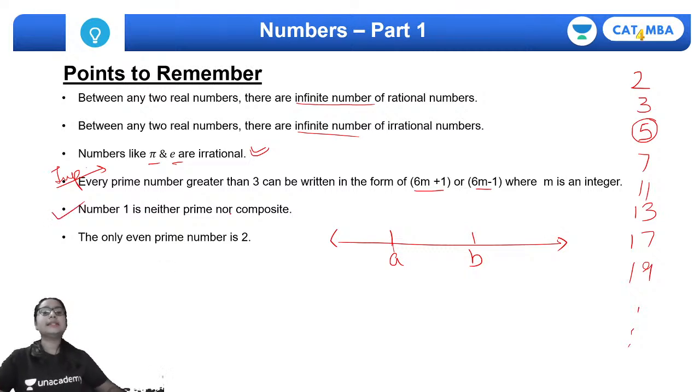Number 1 is neither prime nor composite. The only even prime number is 2. Why? Because if a number greater than 2 were even, it would have more than 2 factors, 1 and itself, which would violate the condition of a prime number. So the only even prime number is 2.